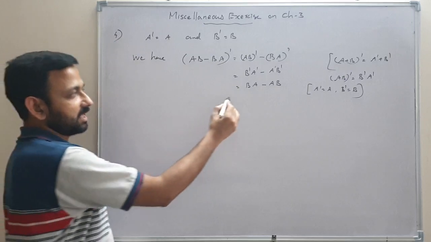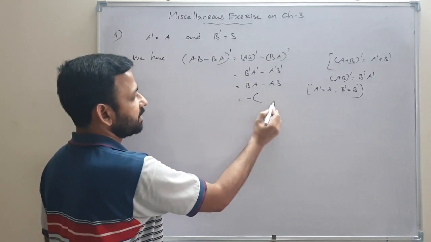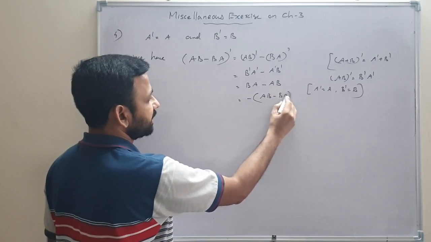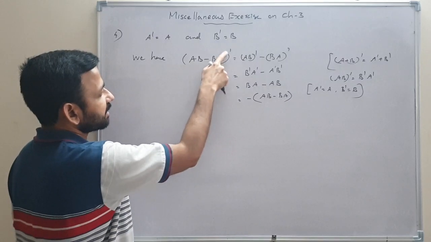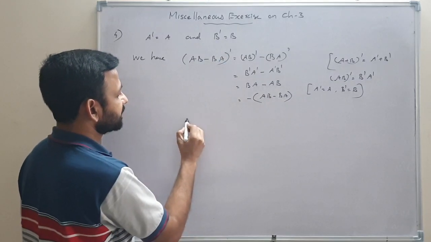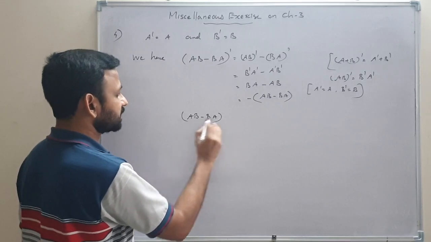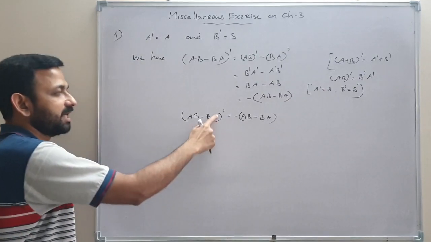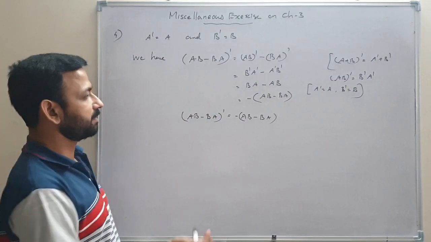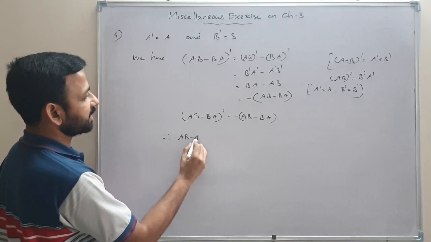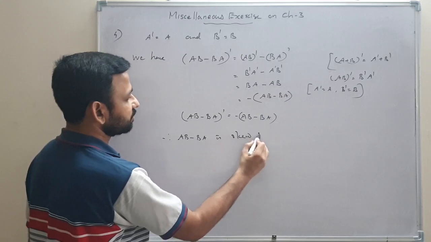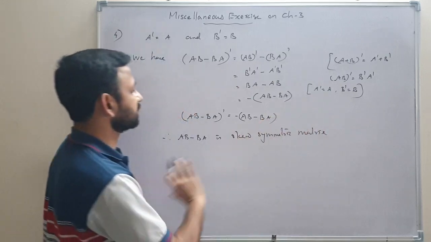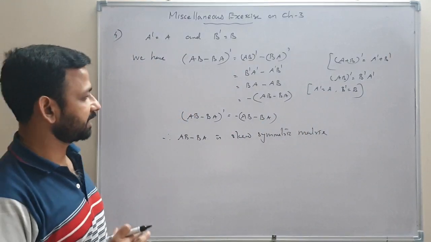Now we got BA minus AB. If we take negative outside, BA minus AB becomes negative of AB minus BA. So now we got (AB minus BA) transpose is equal to negative of (AB minus BA). Therefore, AB minus BA is a skew symmetric matrix. So now we got the answer: AB minus BA is a skew symmetric matrix.